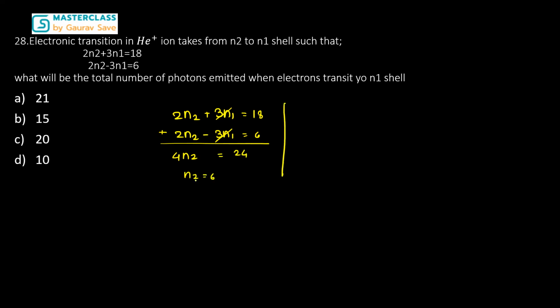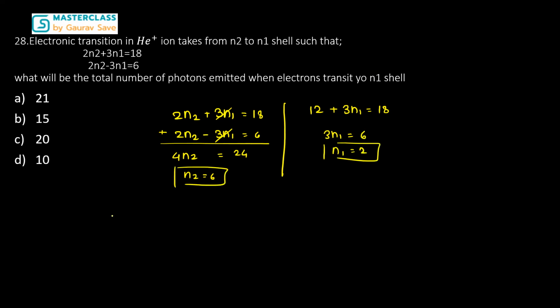And let's put the value of N2 in the first equation. So 2 into 6 will become 12, plus 3N1 will become equal to 18. So therefore 12 will go over to that side. So 3N1 will become equal to 6 and N1 will become equal to 2.